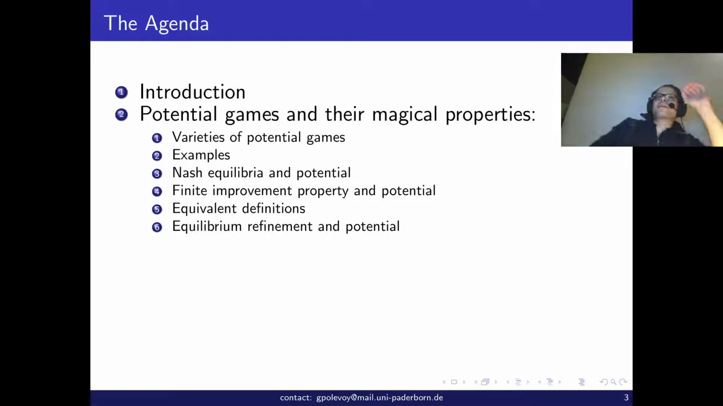Then we are going to bring equivalent definitions for potential games. Actually, we are going to show a physically inspired definition for potential games. And finally, we are going to say that potential allows us to define a certain refinement of the set of Nash equilibria. Of course, sometimes you have only a single equilibrium, but in general you may have many, and therefore we may need to define a more interesting set than just a Nash equilibrium.